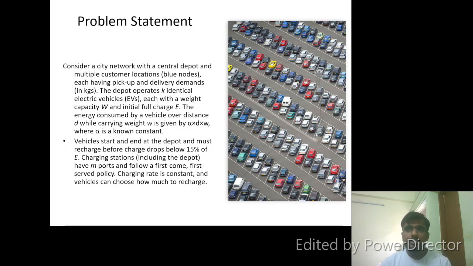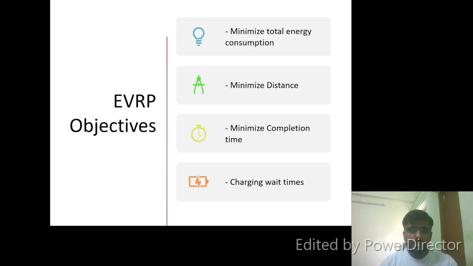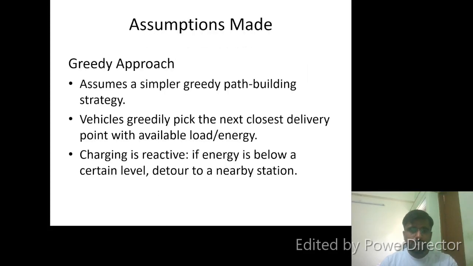Furthermore, EVs must maintain a minimum charge level, currently set at 15%, and may need to recharge at stations with limited ports and constant charging rates. Finding the best routes under these conditions is the core of EVRP. So these are the diagrams of our problem statement, and these are our objectives and the problem setups. And these are the assumptions we have made for this problem.